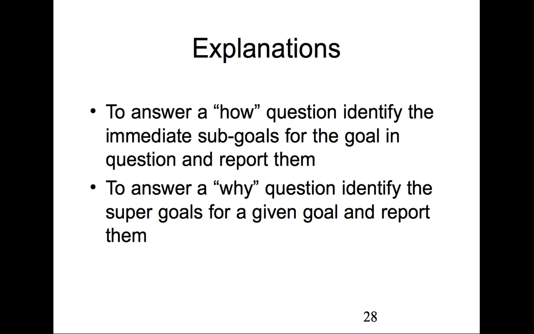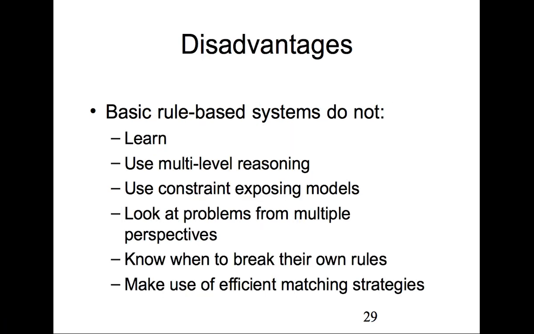So for explanations, to answer a how question, you can identify the immediate sub-goals of the goal in the question and then report them. You can also answer the why question by identifying super goals for a given goal and then report them. Meaning, I'm a student and I want to get a good grade in the class, so I have to pass the midterm, and that could be a sub-goal. So if I pass the midterm, then I'm on my way. So you can just fail everything. Actually, students do this too. I'm sure you guys do.